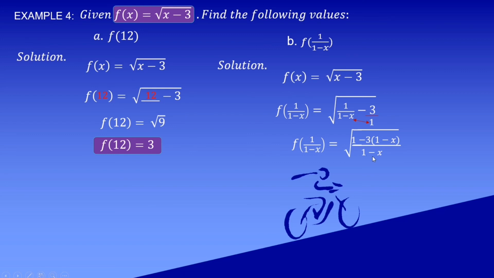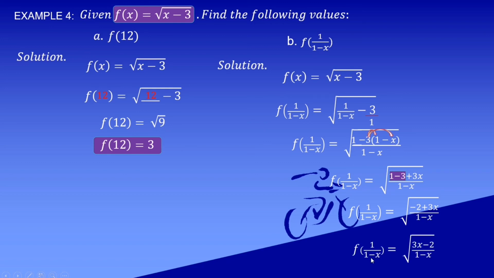So 1 minus x times 1 is 1 minus x. Then simplify: copy 1, then negative 3 times 1 is negative 3, then negative 3 times negative x is positive 3x. Then combining like terms in our numerator, 1 minus 3 is equal to negative 2 plus 3x over 1 minus x. Therefore f of 1 over 1 minus x is equal to the square root of, arranging our numerator with the same signs, 3x minus 2 over 1 minus x.